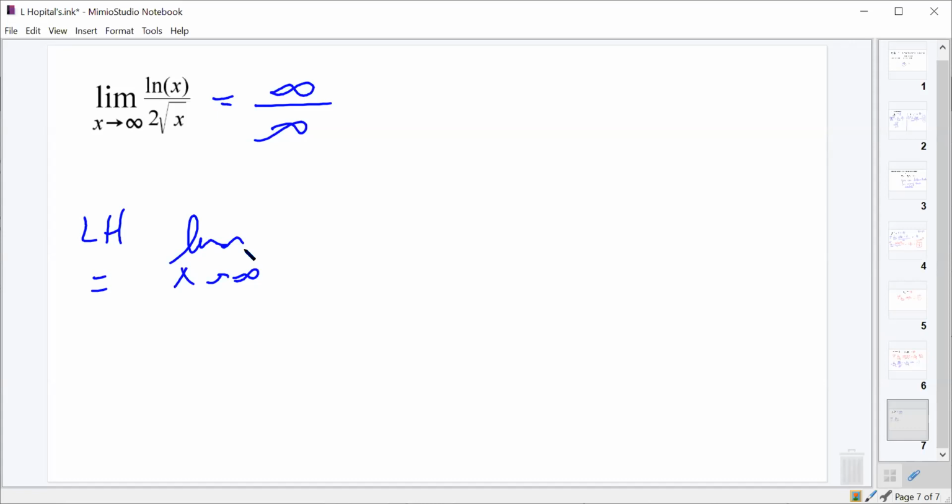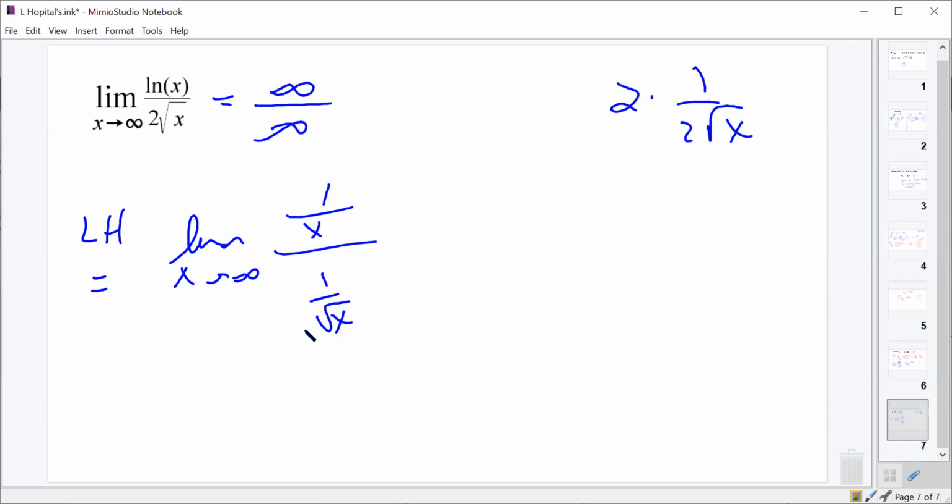What's the derivative of natural log of x? 1 over x. And what's the derivative of 2 root x? That should be 2 times the derivative of root x, which is 1 over 2 root x. So that'll just be 1 over root x. And if I plug in infinity, what's 1 over infinity? Approaching 0. And what about down here? Also approaching 0. Yes. So this is 0 over 0.